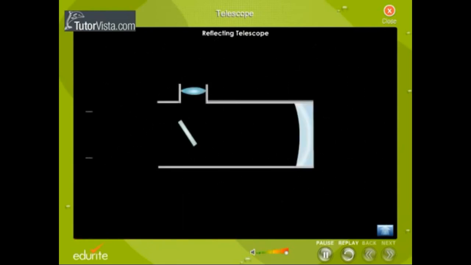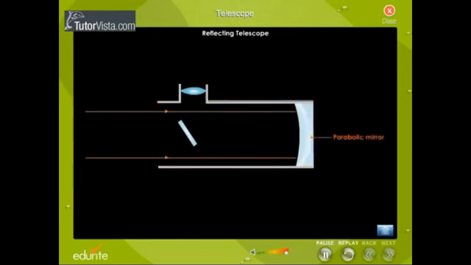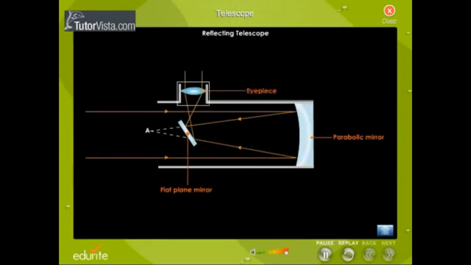Let us now understand the principle of a telescope with the help of a ray diagram. Incoming light rays pass down the barrel of the telescope and are reflected by a parabolic mirror at the base. These rays converging towards a point A as shown in the figure are made to fall on a small flat plane mirror. The mirror reflects the light towards an opening on the side of the tube that passes into the eyepiece. Note that in a reflecting telescope, chromatic aberration is eliminated as the light does not pass through glass except the small eyepiece.